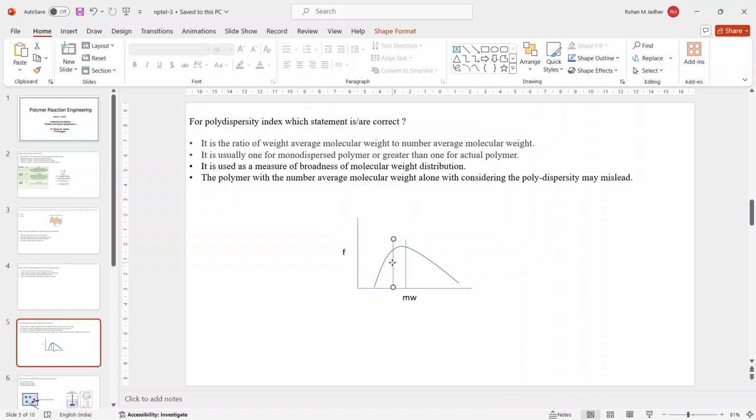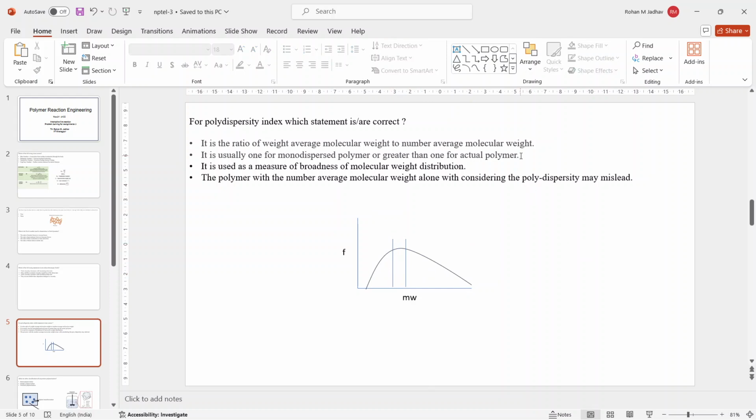If these two lines were to be merged, let's say they're merged like this, the entire distribution, what will happen to the distribution? It will shrink down to a single line like this. And that is what is for a monodisperse polymer. But that is not the case in actuality. For actual polymers, it will always be a distribution like this. Okay, so we will have a distribution like this always.